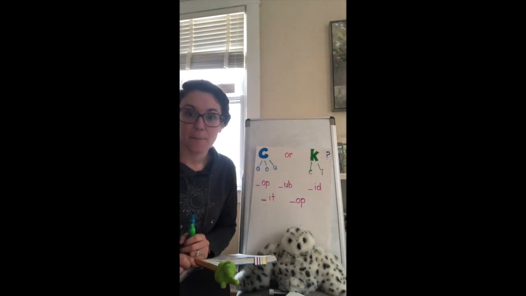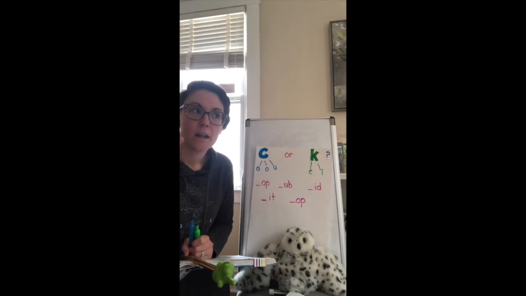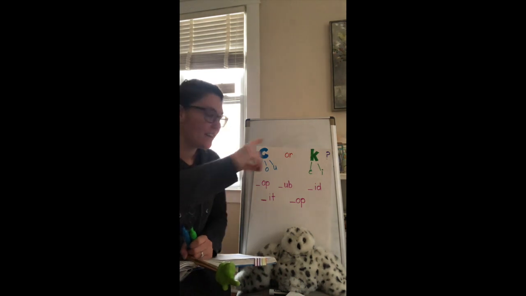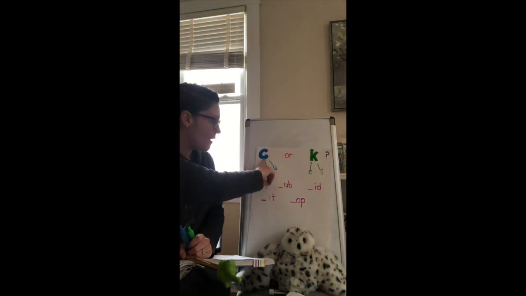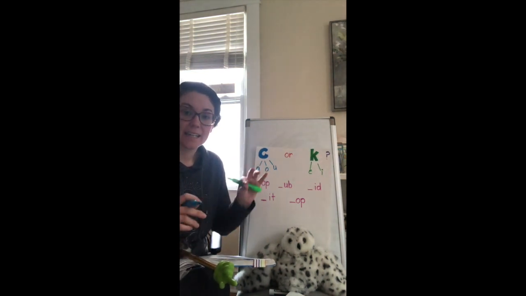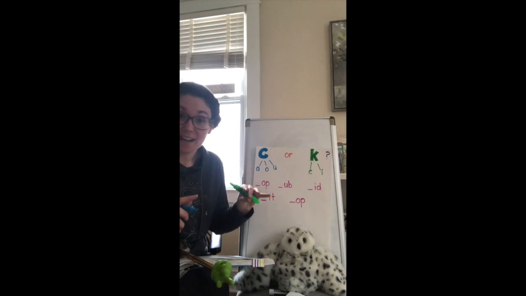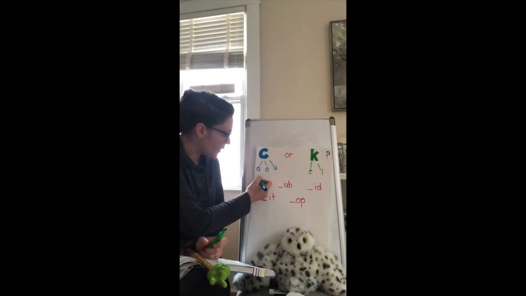So let's go ahead and tap out cap. K, a, p. The sound after k is a. So I go to my chart, and I see apple, means the C word. So cap gets a C. K, the sound that follows the k is an a, so it's a C word.